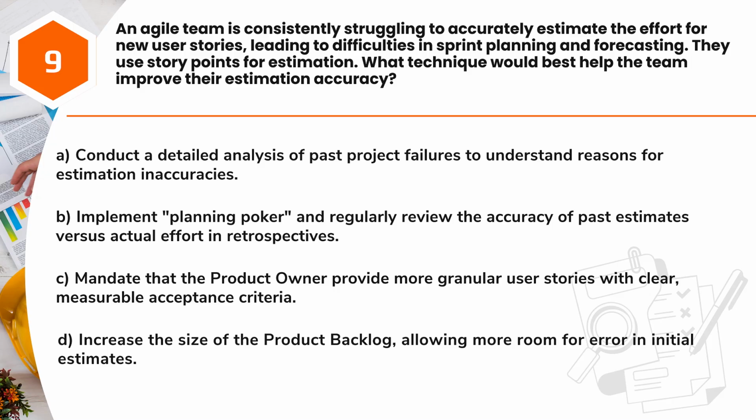A. Conduct a detailed analysis of past project failures to understand reasons for estimation inaccuracies. B. Implement planning poker and regularly review the accuracy of past estimates versus actual effort in retrospectives. C. Mandate that the product owner provide more granular user stories with clear, measurable acceptance criteria. D. Increase the size of the product backlog, allowing more room for error in initial estimates.